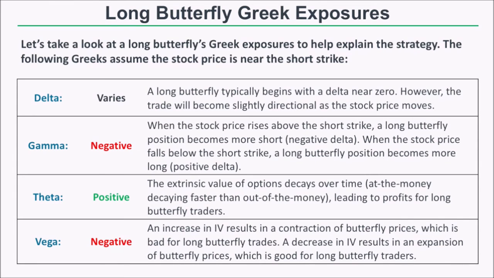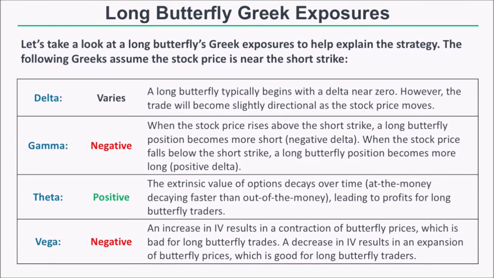So first and foremost, the delta value of a long butterfly spread will typically begin near zero if you're selling an at the money strike price and purchasing equidistant long strike prices. However, as the stock price moves around, the trade will become slightly directional. Now, the gamma of a long butterfly position is negative. Now that's because when the stock price rises above the short strike, the long butterfly becomes slightly short as its position delta becomes negative, and when the stock price falls below the short strike, a long butterfly position becomes more long because its position delta will be more positive.